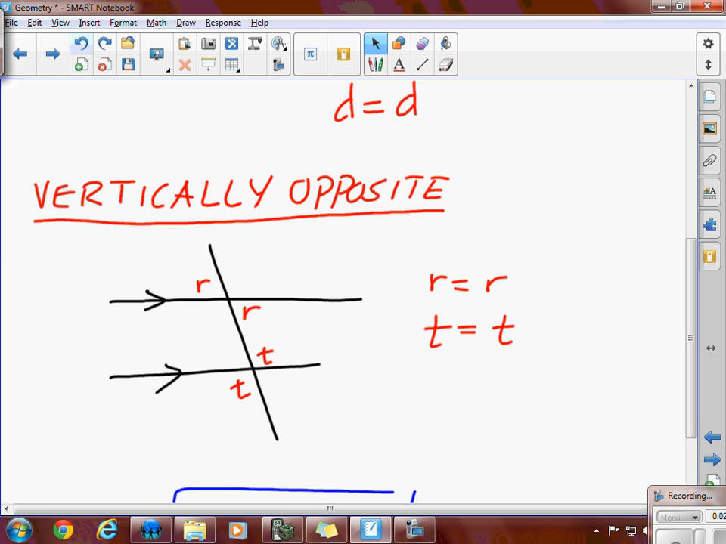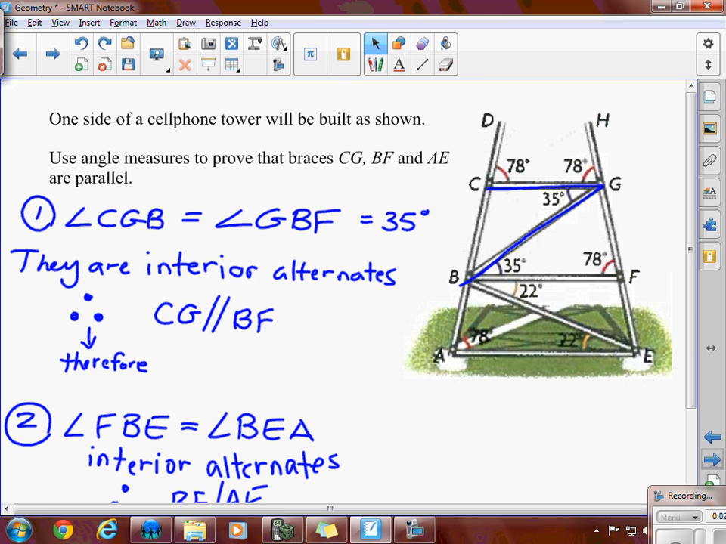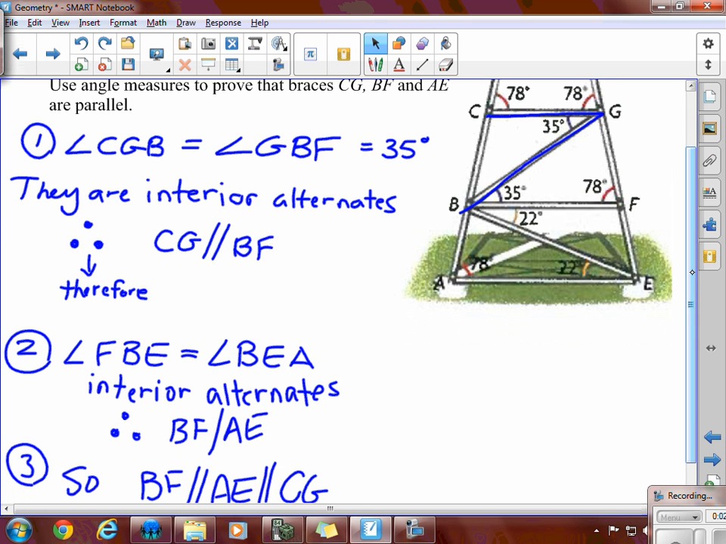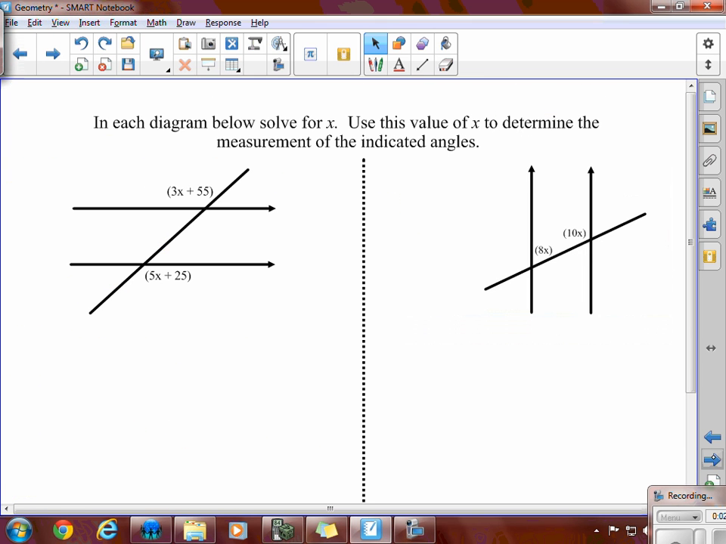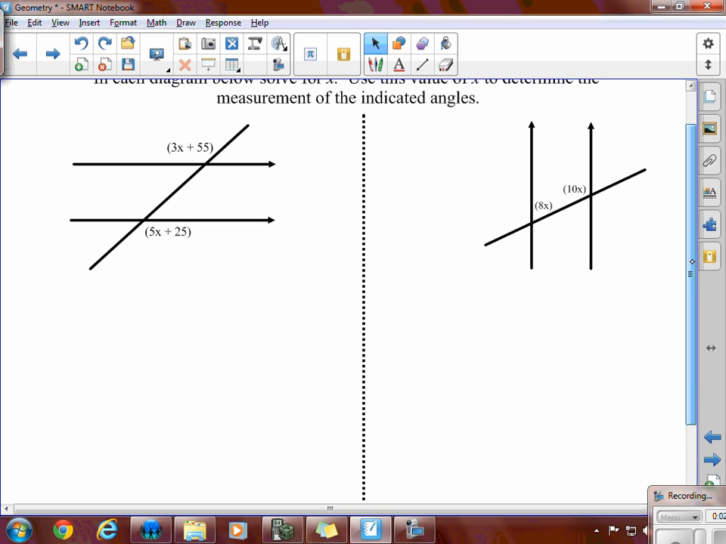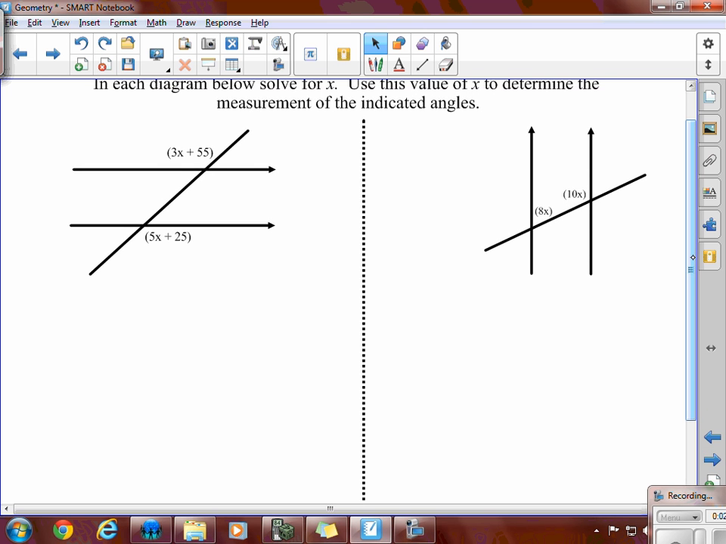So that brings us up to the more challenging questions. The last day we looked at how we could prove that they're parallel. We had to know how to name the angles. And then this is where we left off with the backside of that handout. So right now it's going to say in each diagram, solve for x, use the value of x to determine the measurement of the indicated angles. So first off, you have to identify what type of angles these actually are representing.